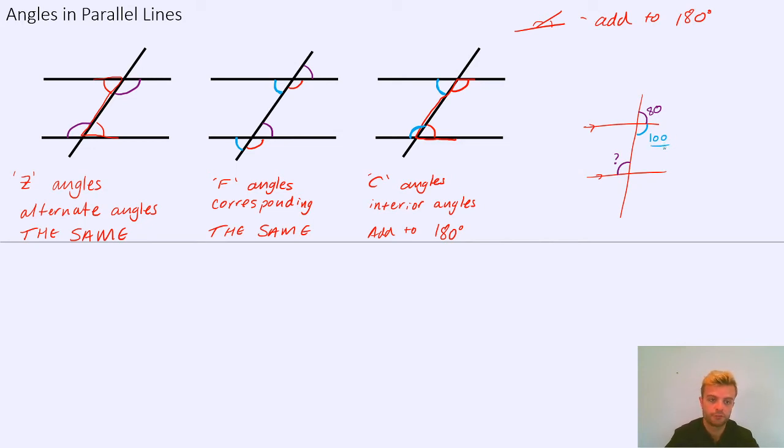And now I've got that 100, I can jump straight to what the question mark is because those are alternate. They are on alternate sides of the line that crosses the parallel lines. And because they're alternate, they are the same. So they're both 100 degrees. So that's how it kind of works.